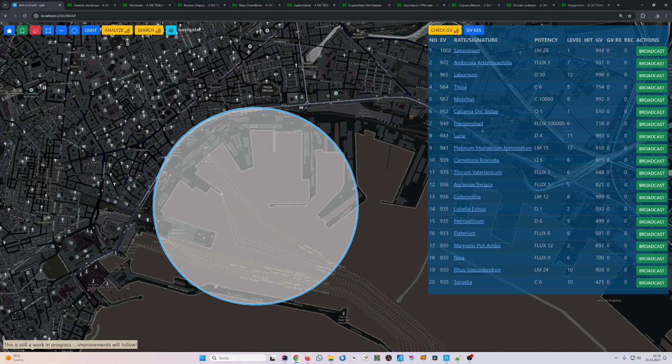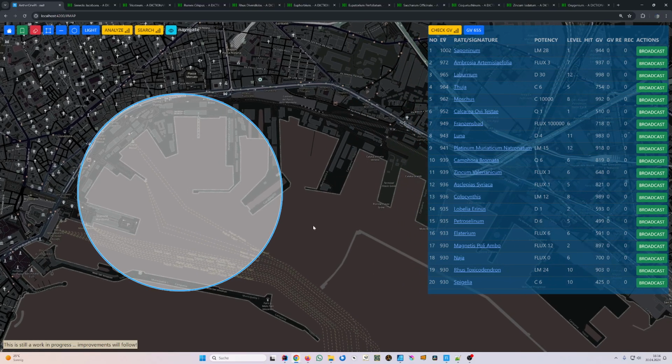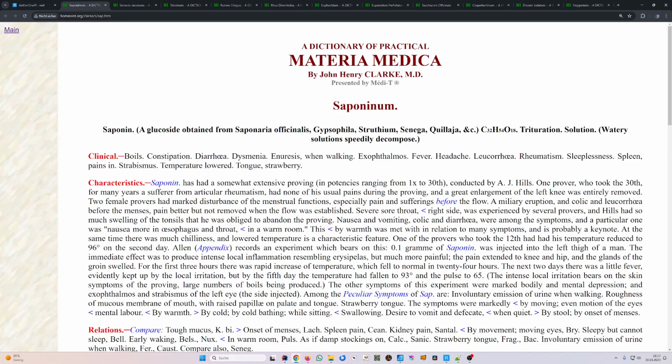So this is strange. I made a check for general vitality, 655, more or less what I expect. It's not really the most healthy place, but interesting is I didn't have even one hit, no hit on the first run. I can repeat that, but let's just see what is happening here. We have saponinum, and we can see here fever and boils.